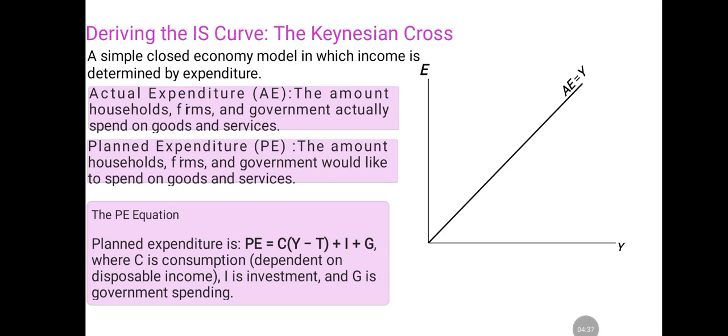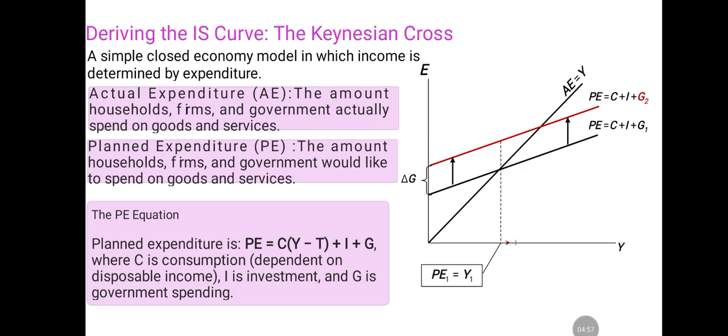Now we present this on the graph. This is actual expenditure and this is planned expenditure. At income Y1, the actual and planned expenditures intersect each other. It is called equilibrium, at income Y1. When the government expenditure increases from G1 to G2, the planned expenditure curve shifts upward. Now the income increases from Y1 to Y2. It means when the government expenditure increases, the income also increases.